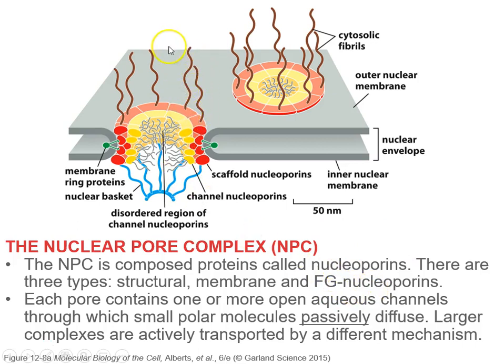Out in the cytosol, we have these cytosolic fibrils, so their job is to reach out and grab things that are supposed to get into the nucleus. So there are entities that can go past this passively, and there are other things that are much larger that need to move these things out of the way. So that would constitute active transport, and we would need hydrolysis of ATP in order to accomplish that.